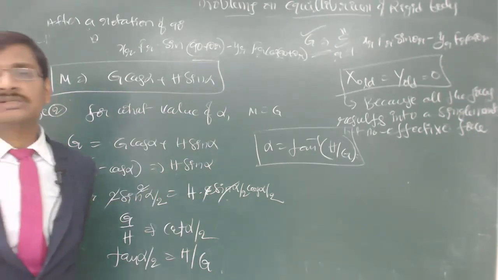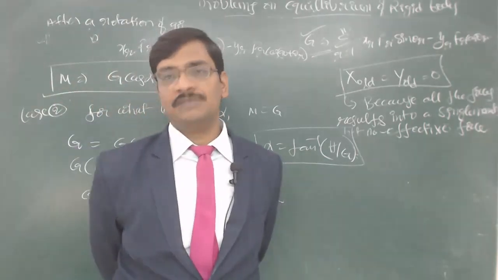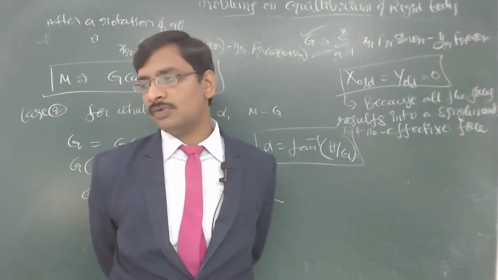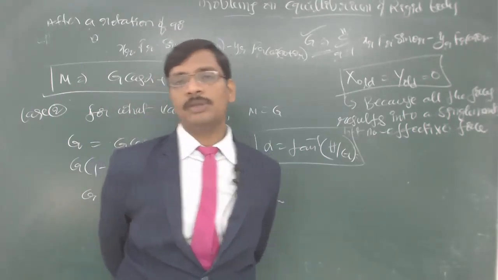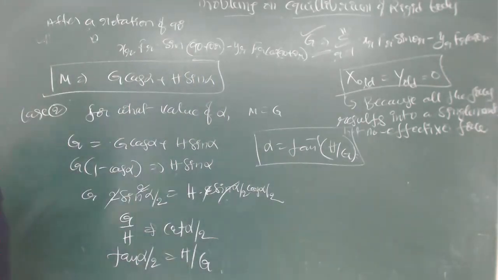Alpha equal to 0 is always a solution, obviously. If there is no angle change for any particular force, then there won't be any change in the moment either. So that is a trivial solution which you don't need to mention. Got it? Okay. So that's all for today.